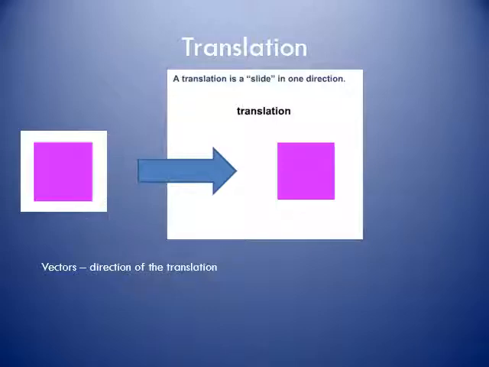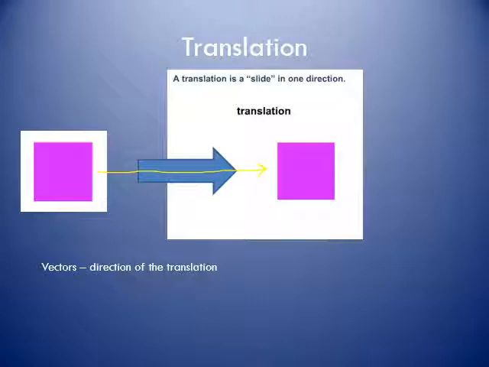Okay, so translation has vectors. So we're flipping from our reflections over to translations. So translations, remember, are slides. It's just moving it. It's like it's a little piece of paper on your desk and you're just pushing it one direction. A vector would just be an arrow description of where the object moved to.